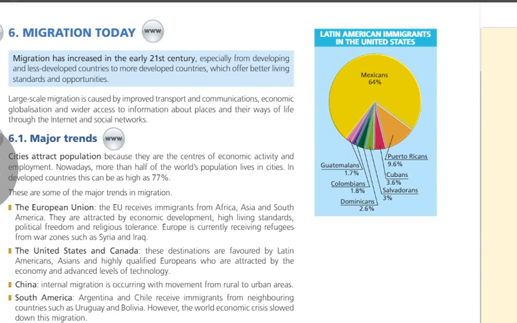Migration today. Migration has increased in the early 21st century, especially from developing and less developed countries to more developed countries, which offer better living standards and opportunities. Large-scale migration is caused by improved transport and communications, economic globalization, and a wider access to information about places and their ways of life through the internet and social networks.